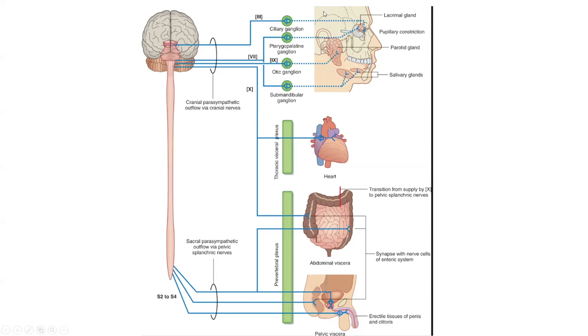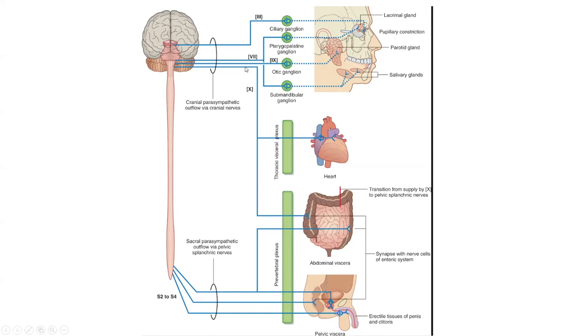and carry it to the target tissue. For example, this target tissue can be a salivary gland, mucosal gland, lacrimal gland, or the constrictor muscle of the pupil, or the ciliary muscle of the eye, and all these structures are innervated and carried by one of the branches of the trigeminal nerve, which is carrying the postganglionic or postsynaptic parasympathetic fibers.